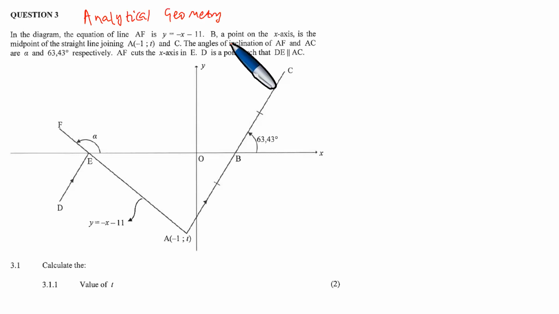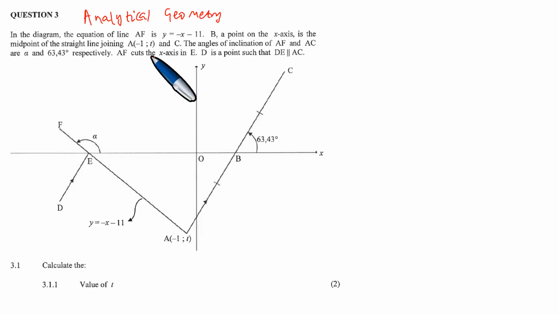The angles of inclination of AF and AC are alpha and 63.43 degrees respectively. You can see the angle alpha. You can also see the angle 63.43 degrees. I know that this section has pretty much been done at school already, so it's revision, but we're looking at how you need to answer questions for exam purposes here.